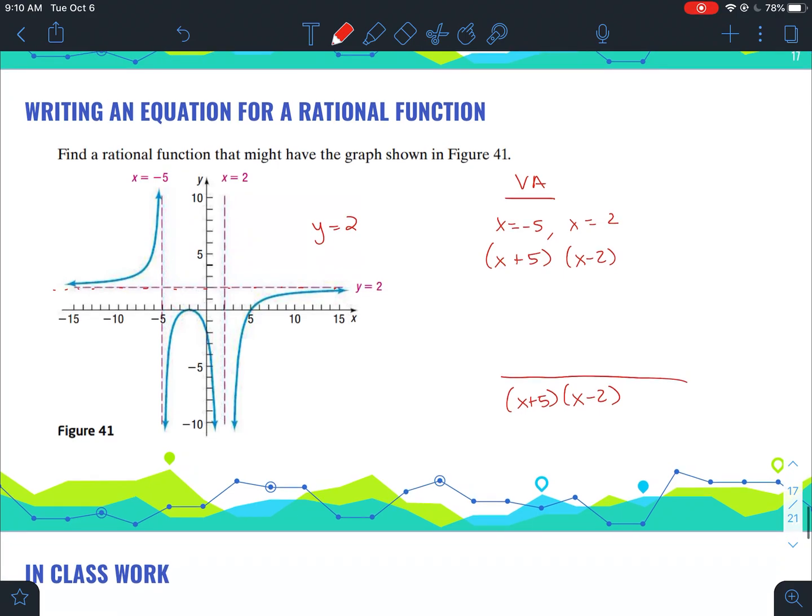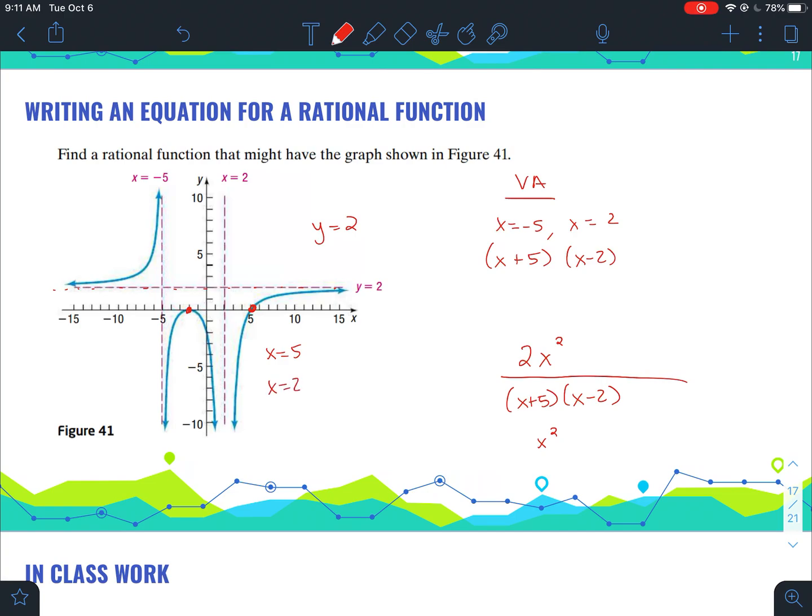My horizontal asymptote is y is equal to 2. For that to happen, the numerator and the denominator need to have the same degree. The degree of the denominator, when I multiply that out, would be x squared. And so the numerator also needs an x squared, and it needs to have a 2x squared for this to work.